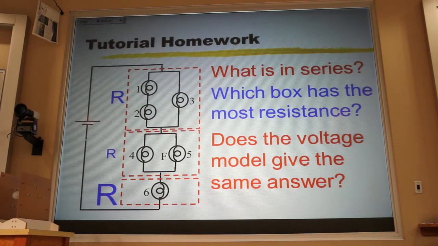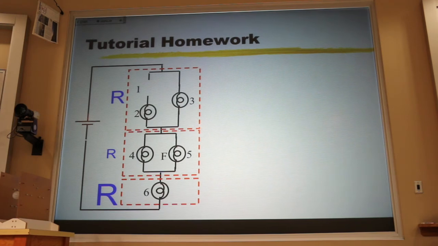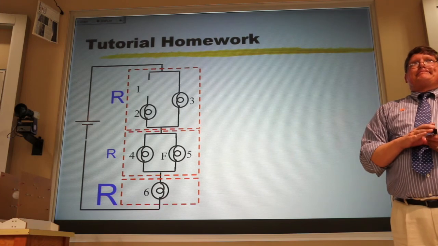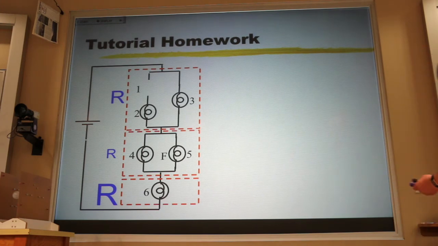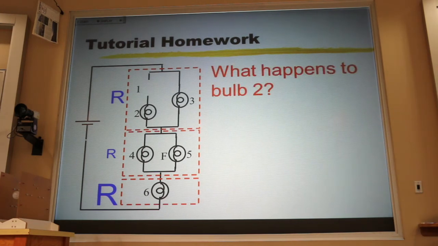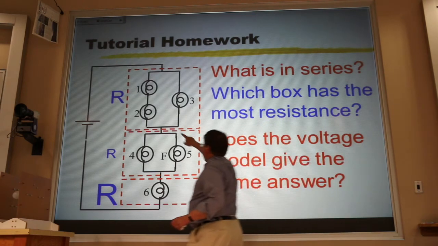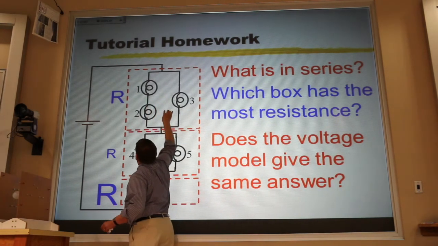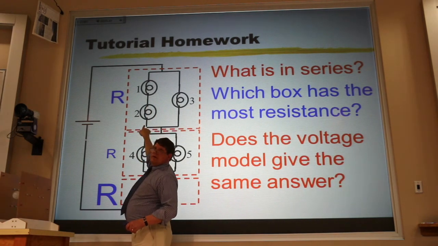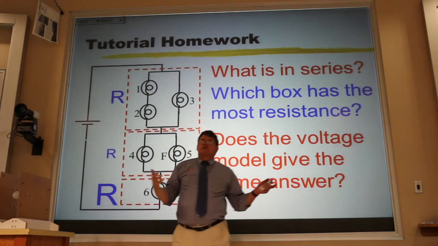Okay. Now, we take out bulb one and we leave the empty socket behind. What happens to bulb two? It's out. But if you say it's shorted out, you will get 0 points. If I were to short out a bulb, I would take a wire and put it from one side of the bulb to the other. And that would make it go dark.